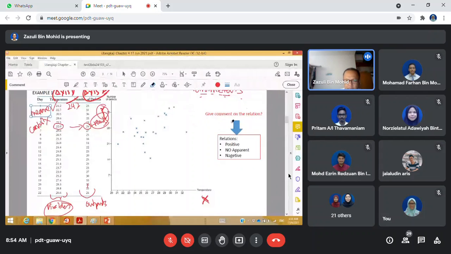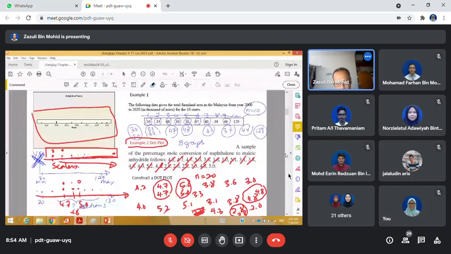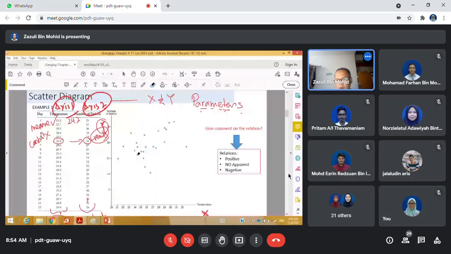In the scatter diagram, another question that might be asked is to give comment on the graph. When you are asked to give comment on the graph, you have to state the relation between the x and y-axis. So the relation can be seen as the curve.